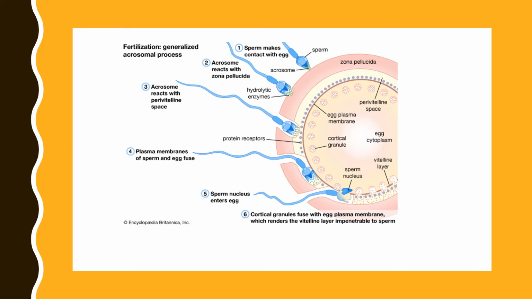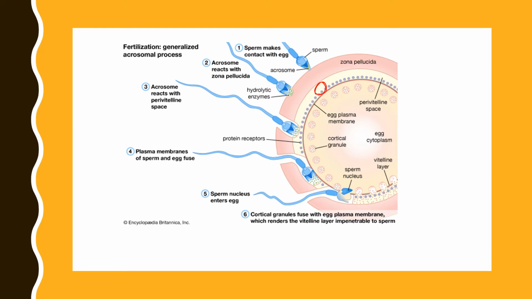So in step number 2, the acrosome reacts with the zona pellucida, releases its hydrolytic enzymes, and it kind of burrows its way through that zona pellucida. And then number 3, the acrosome reacts with what we call the perivitellin space. Now I didn't mention the perivitellin space yet, but that's really just the space here. Let me draw it for you. So in this region right here, that yellowish region, this is really the space between the oocyte and the zona pellucida, and so they call it the perivitellin space.